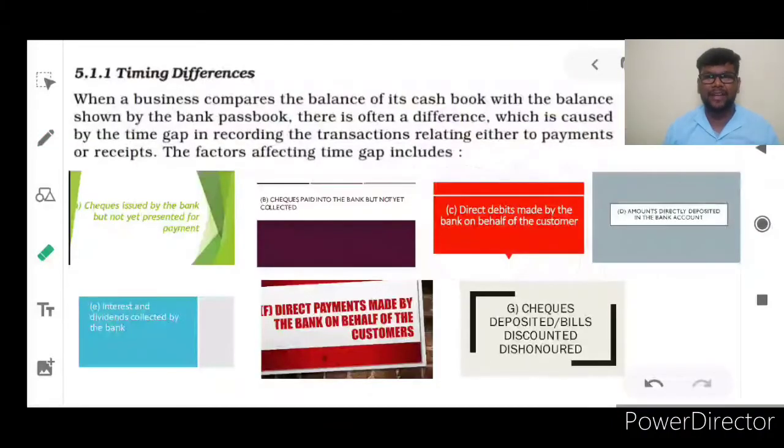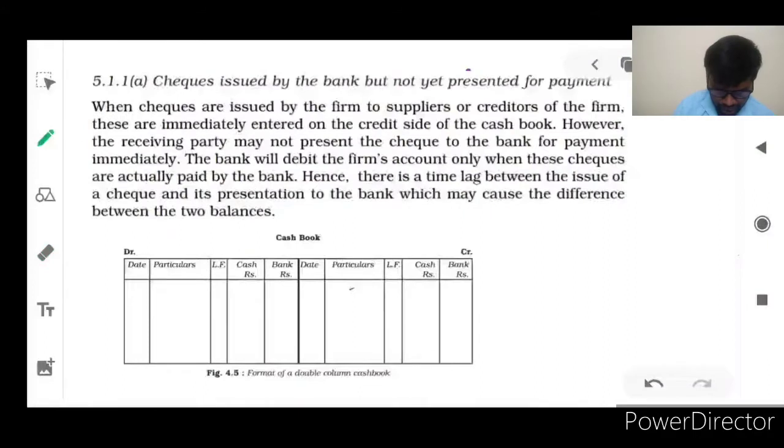Timing differences. When a business compares the balance of the cash book and the passbook, there is often a difference. This difference is mainly caused by the timing gap between recording the transactions related to payments and receipts. The factors affecting the timing include the following. For your better understanding, we are going to do a role play. So you should think of yourself as a businessman. You are a businessman now. From the business point of view, you should play the role.